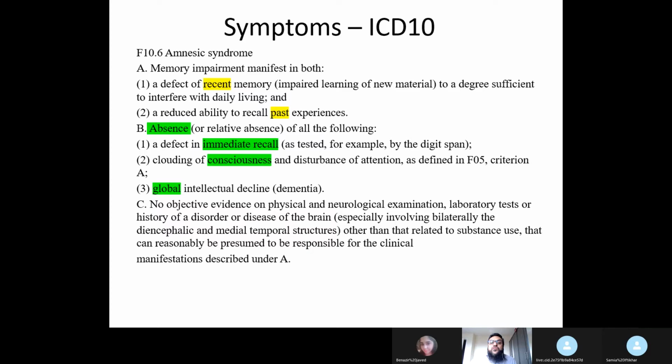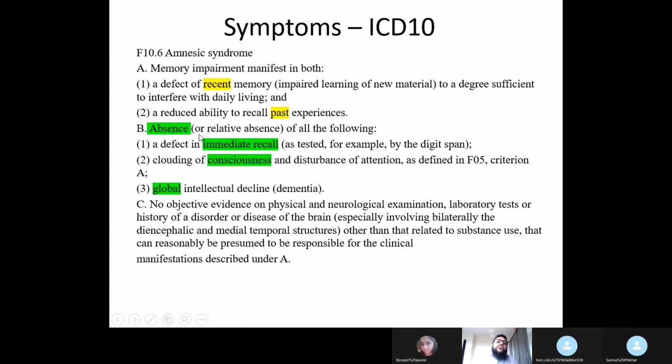So what happened 5 minutes ago is kind of short term, but retrograde usually goes to long term memory. So there is a defect in both. It says both anterograde and retrograde types of amnesia should be there, although anterograde amnesia may be more prominent.